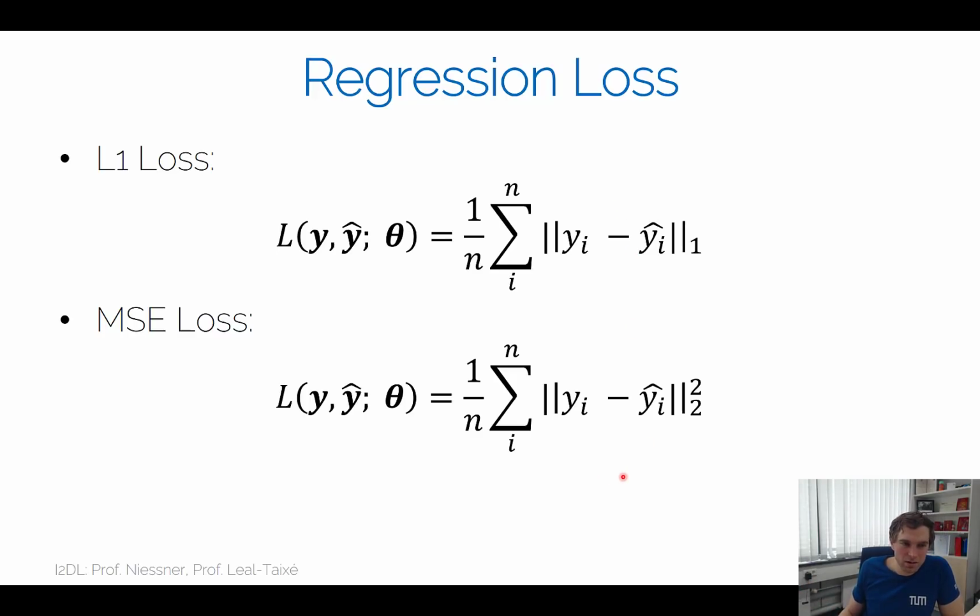MSE means mean squared error loss, right? Now we have an L2 loss here. Same idea, except that this is a squared loss. These are the typical regression losses. There are some combinations between these two. There's the Huber loss, where when you're close to the solution, you're doing L2, and when you're far away, you're doing L1. These kinds of things are very commonly used for regression.